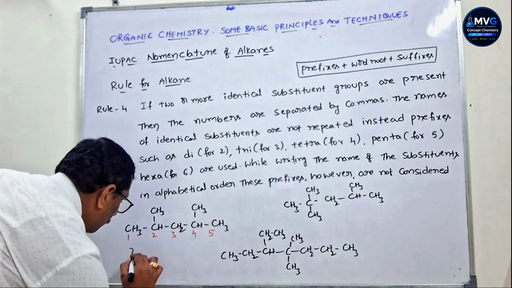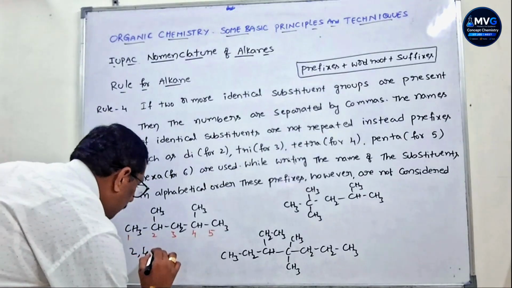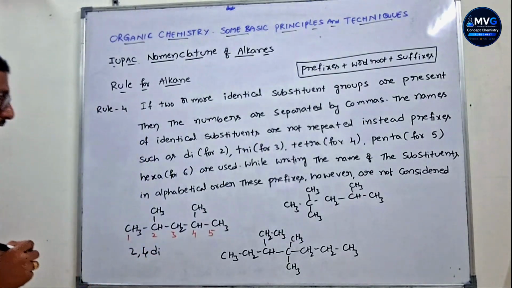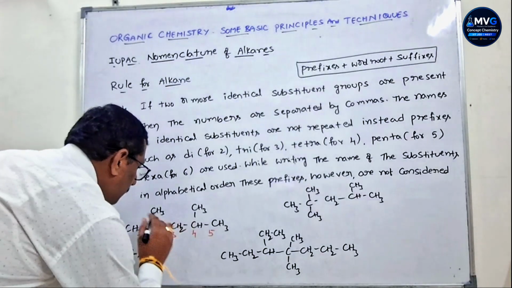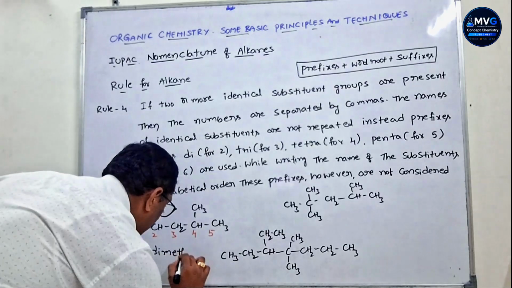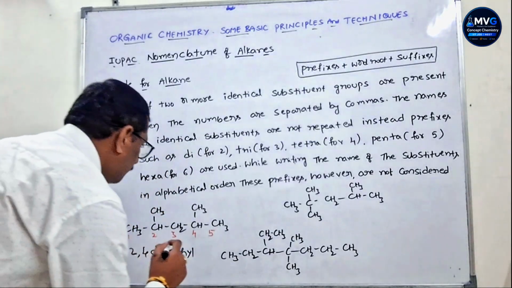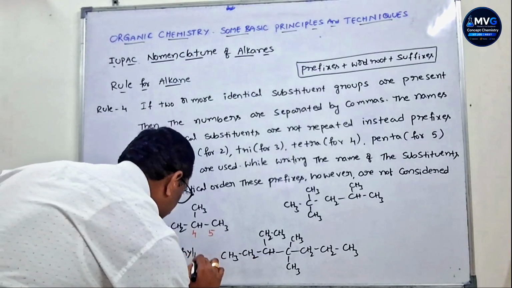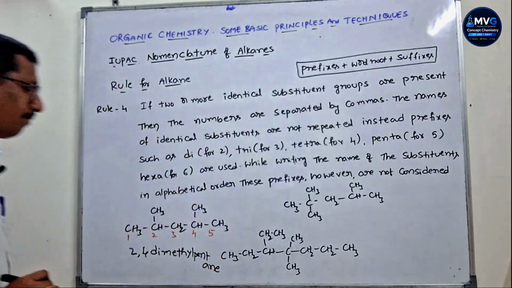Now here 2, 4, di. The numerical prefix di is used because the same functional group is repeated 2 times. What is that repeated? Methyl. Next, what is the root word, students? Pent. Pentane is the compound name.